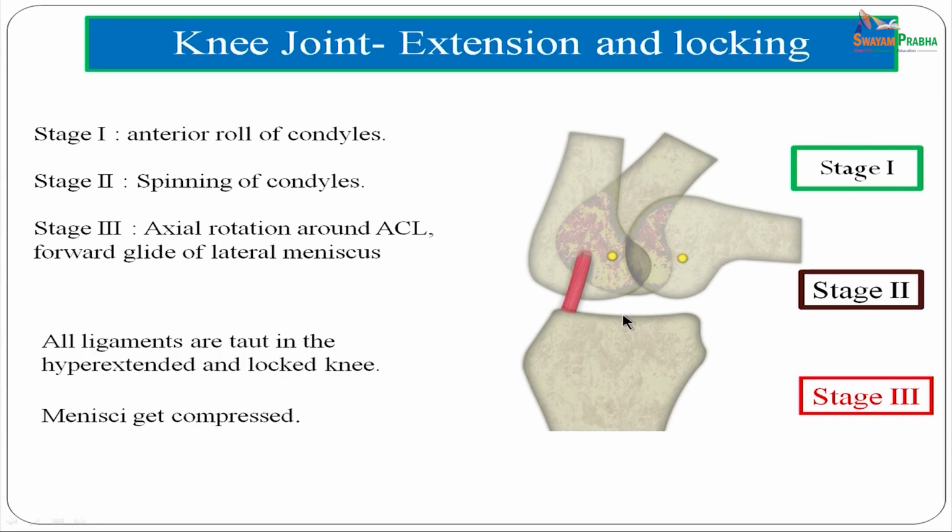This is a picture showing the various stages of extension and locking of the knee joint. Stage 1 includes the anterior roll of the condyles. Stage 2 includes a spinning of the condyles, and stage 3 of extension is the phase of locking, in which there is an axial rotation, that is the medial rotation of the femoral condyles around the anterior cruciate ligament. All the ligaments are taut in the hyperextended and locked position of the knee. In the position of locking, the menisci get compressed.